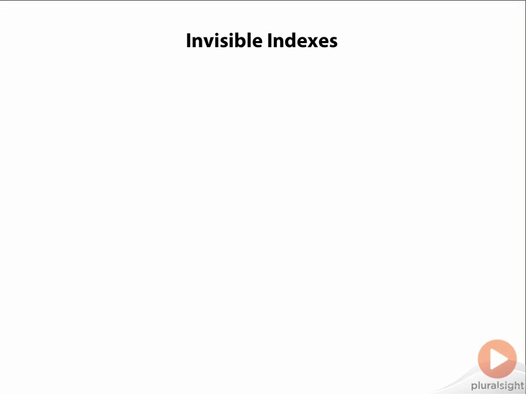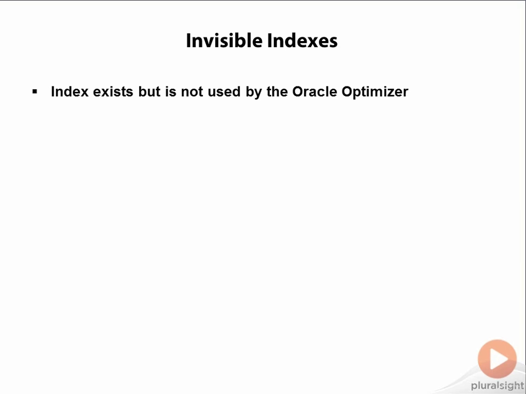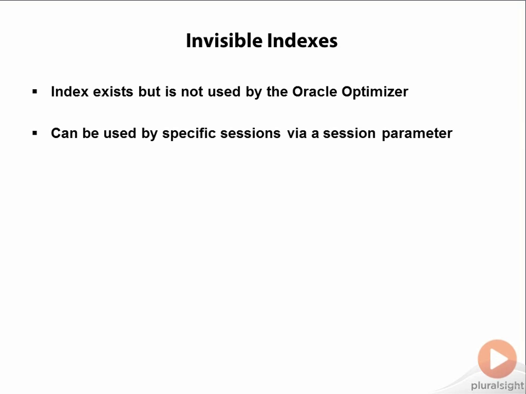One of the capabilities that Oracle provides is the ability to mark an index invisible. What this means is that the index will exist, but the Oracle Optimizer will not use the index in the execution of any SQL statements, unless you set a session parameter to tell the Optimizer to consider invisible indexes. This is a parameter that you would set manually, and it is on a per session basis.